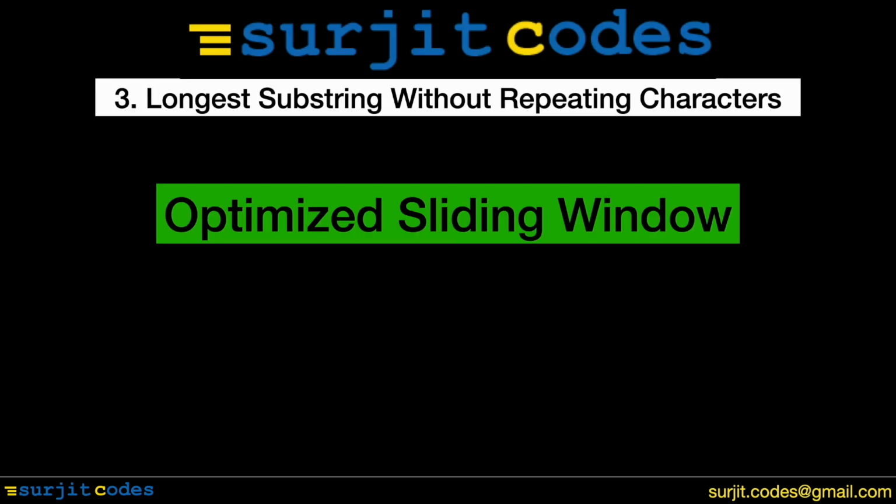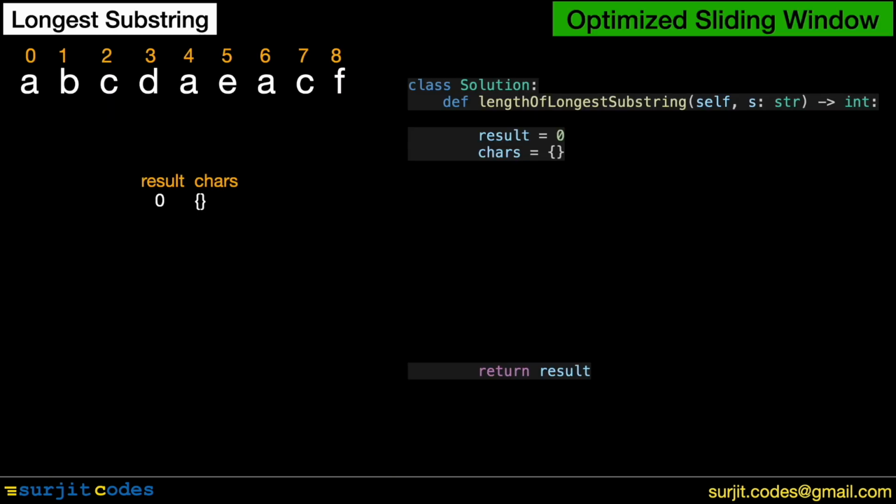Optimized sliding window is the best of the three. Instead of saving the number of times each character appears, we set up a dictionary to store the position next to the character for all the characters.